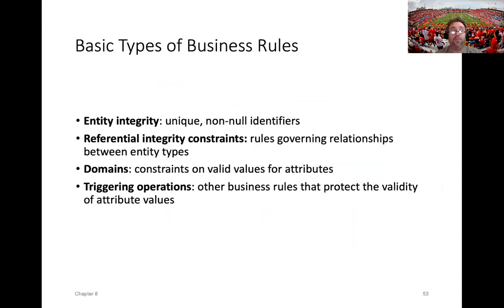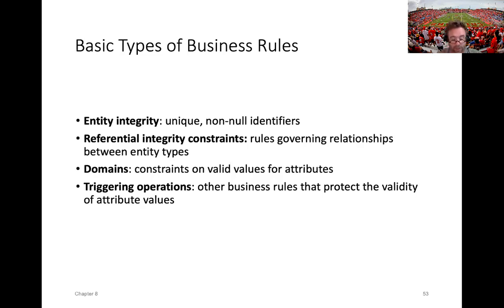So we have different types of business rules. We have the entity integrity business rule, which says we have to have unique non-null identifiers. We've already talked about that. We have referential integrity constraints, these rules governing the relationships between entity types. We'll get to that in due course when we talk about things like foreign keys when you get to relations. Domains, constraints on the valid values for attributes. We've already talked about how we can define what values in our property value set you are going to allow.